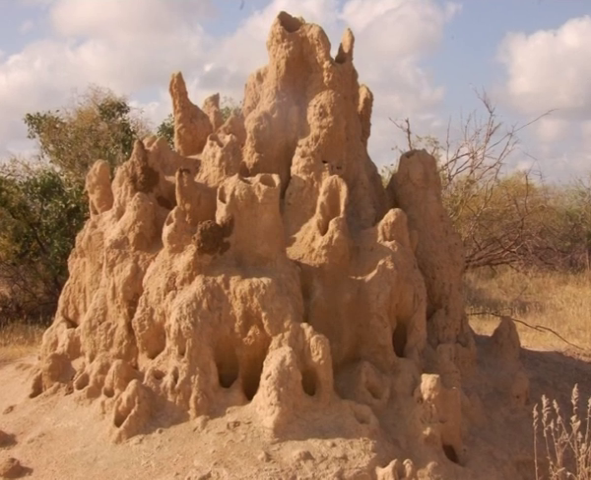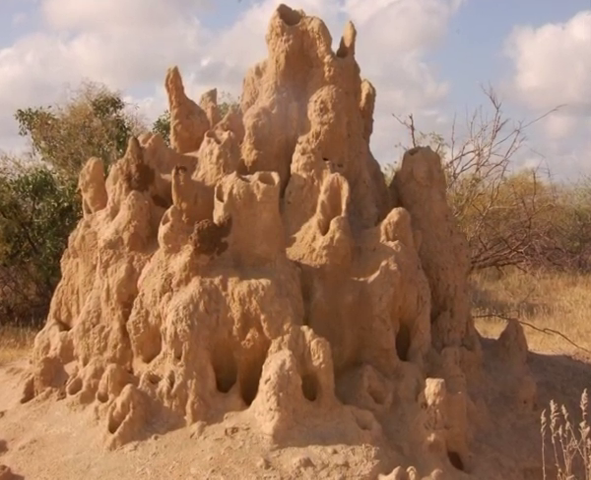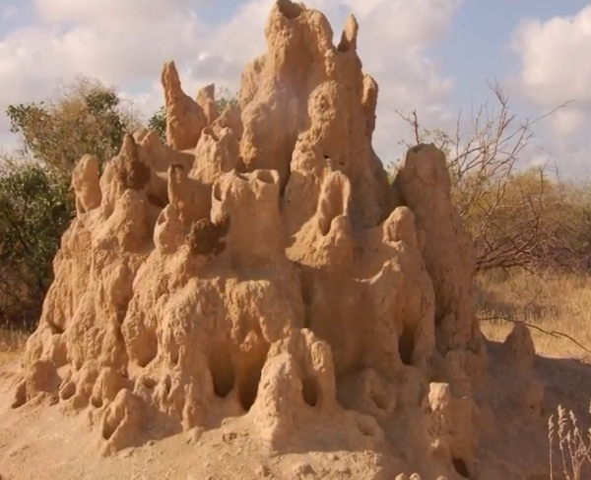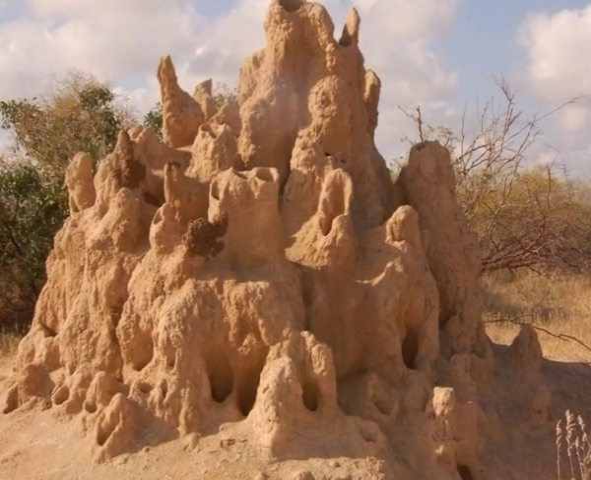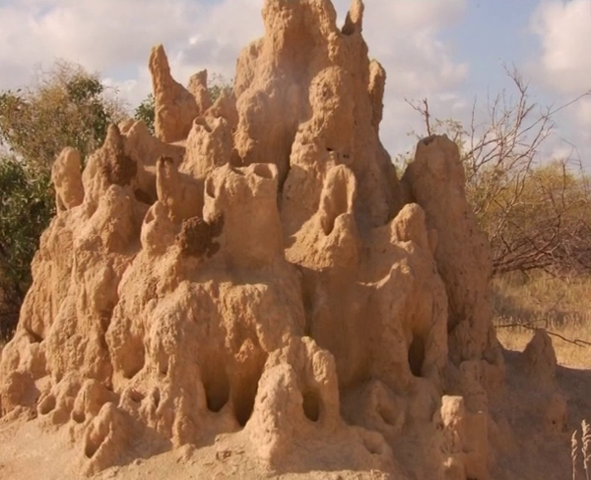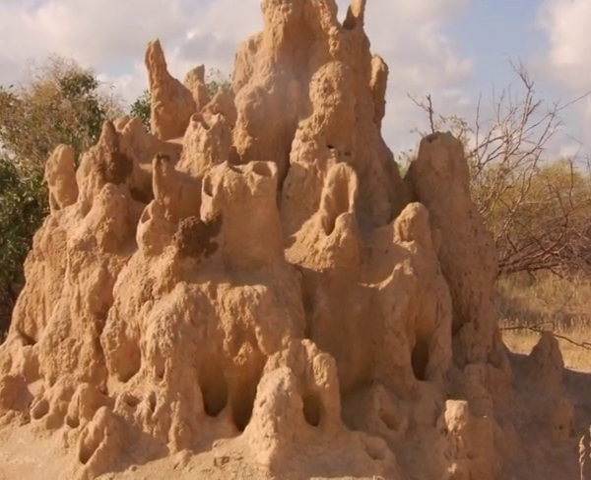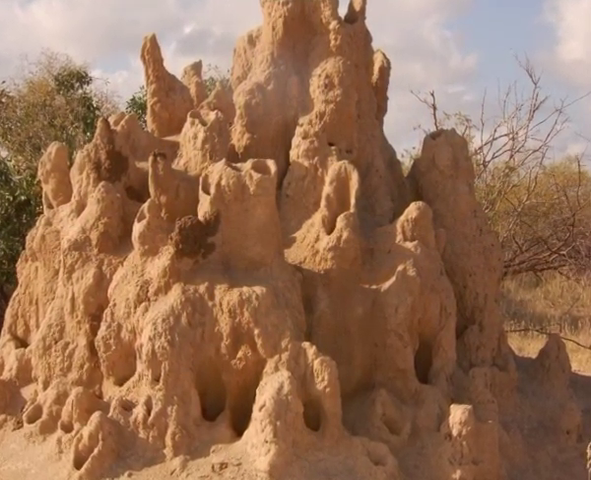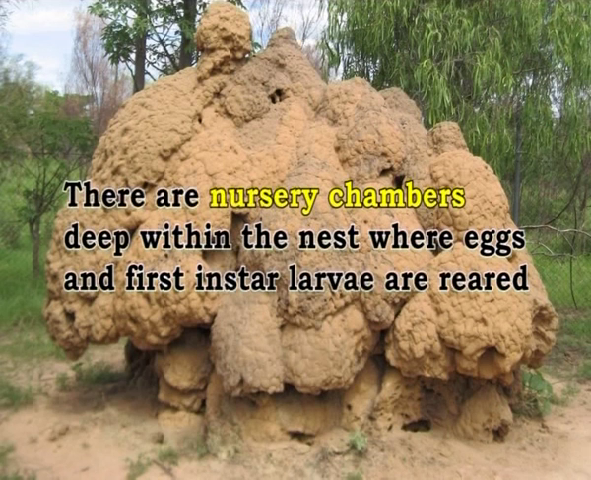It is punctuated by a number of tunnel-like galleries which maintain conditioned airflow and control the carbon dioxide and oxygen balance, thereby extending a protected living space and water conservation through controlled condensation. It also controls water loss, maintains adequate ventilation and temperature regulation inside the colony. There are nursery chambers deep within the nest where eggs and first instar larvae are reared.